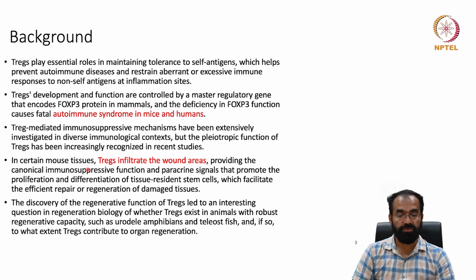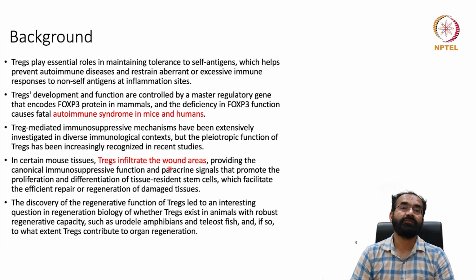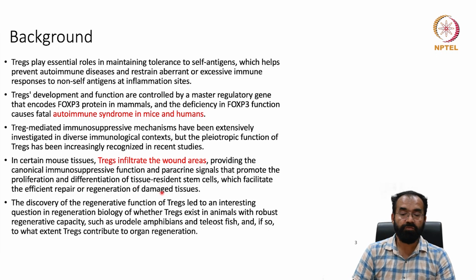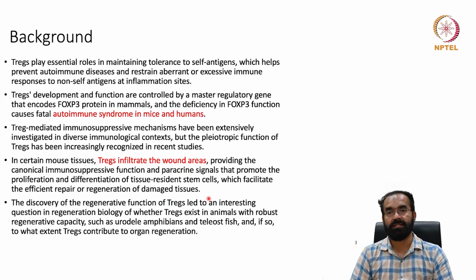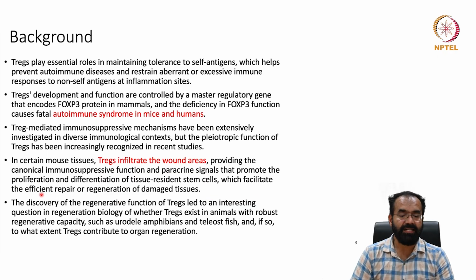So in certain mouse tissues, Tregs infiltrate at the wound site. Okay, so they are welcome. They have to come into the wound site, providing canonical immunosuppressive function and paracrine signals that promote the proliferation and differentiation of resident tissue stem cells. So the Tregs have to come to favor this pro-regenerative environment. And these resident stem cells, their proliferation, etc., because of the paracrine roles played by the Tregs, will facilitate efficient repair or regeneration of damaged tissues.